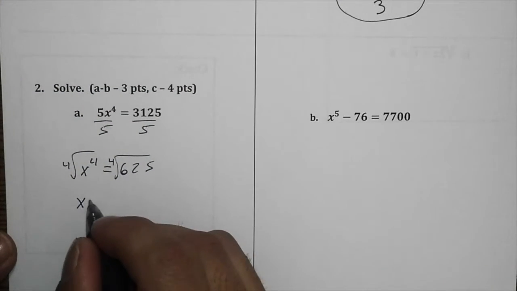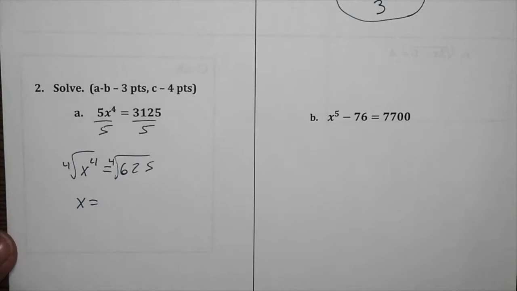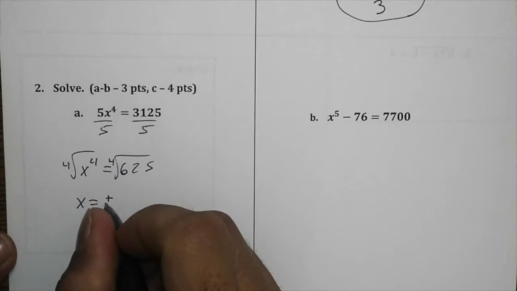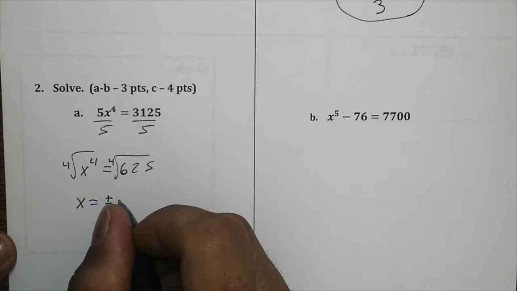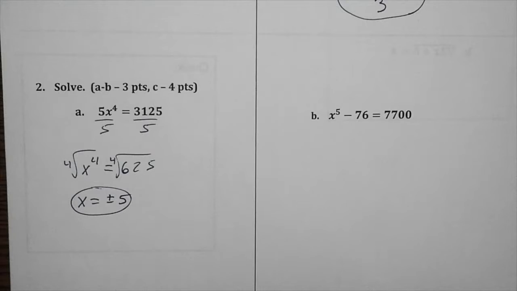So we get x equals, now we have to remember that 4 is an even index, so it's plus or minus 5. And if it's an odd index, it's just the one sign.